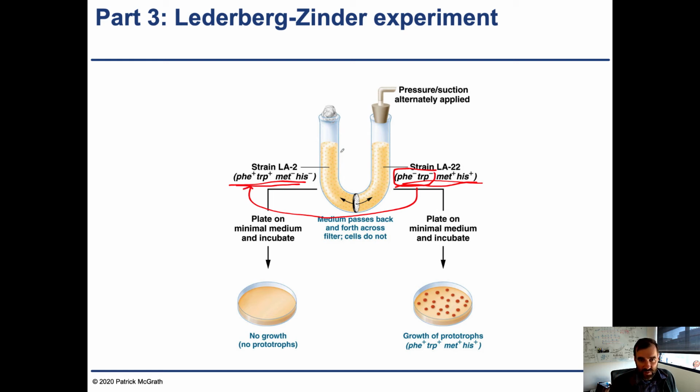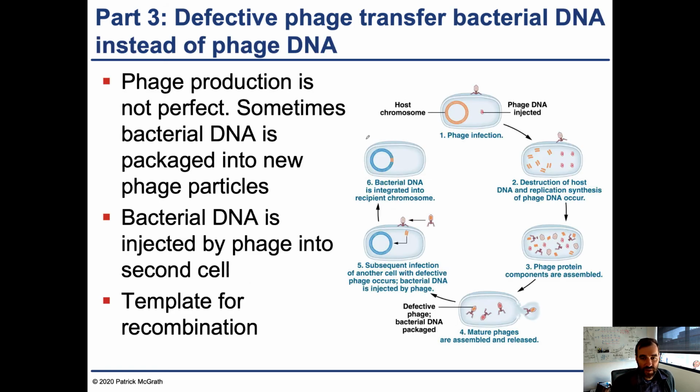And that was possible because these had a phage within them, and this phage was actually able to infect the cells and then transfer across this membrane to the other side. So how does that work? This works because phage production is not perfect. Sometimes instead of packaging the phage DNA back into the phage particles, bacterial DNA is incorrectly packaged.